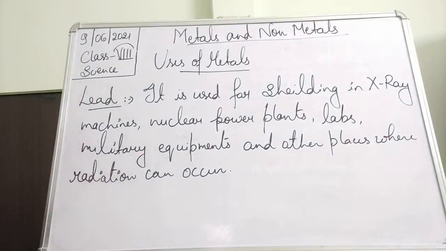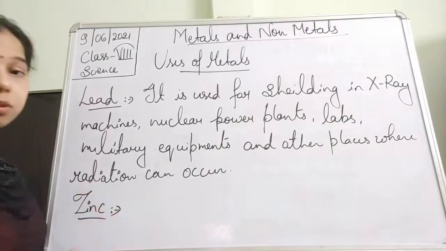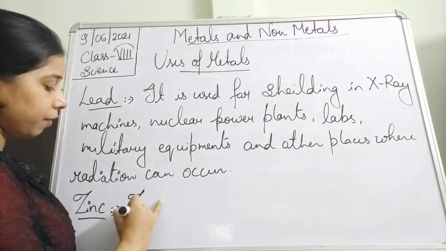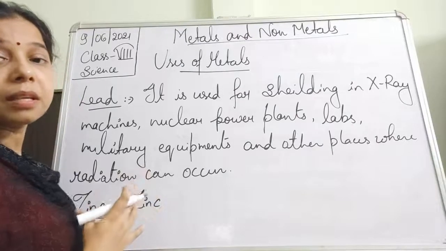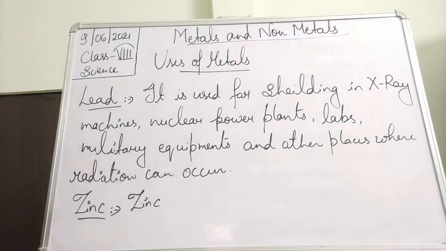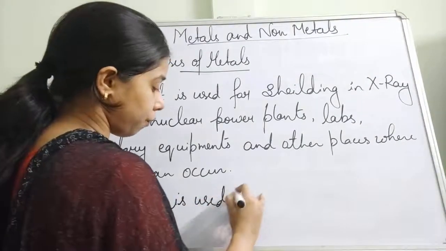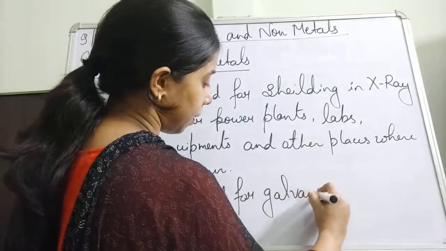Next one is zinc. How is zinc used? Zinc is used for galvanizing. I told you when we were talking about the galvanization process that zinc is used for galvanizing.